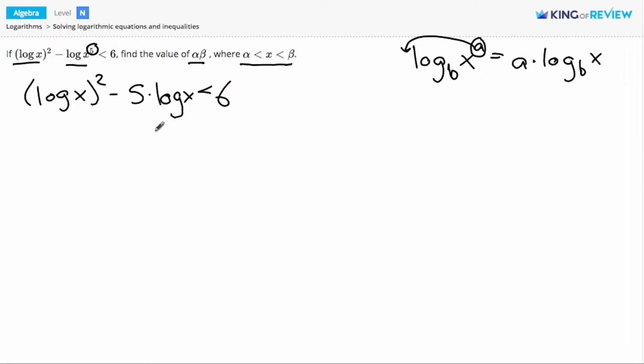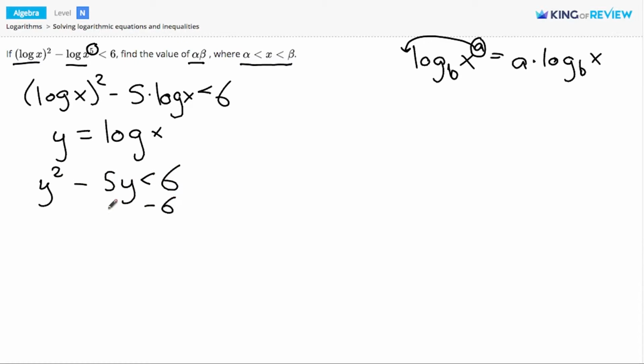And now, since we have the log of x squared in one term and the log of x by itself in another term, it might be easier to define a new variable y as the log of x. Because now we can replace the log of x with y, and we see that we have a very simple quadratic inequality to solve. Easiest way to solve quadratics is to set them equal to 0. So if I move the 6 to the left side, I now have this, and I'm hoping that the left side of this equation factors.